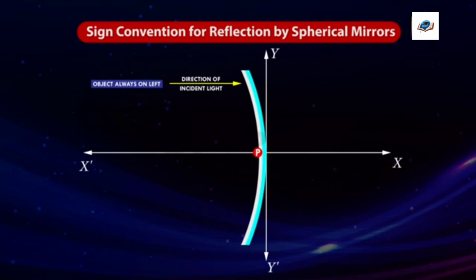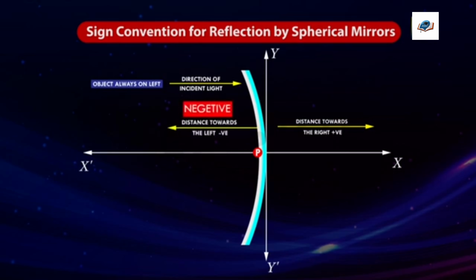Measurement from the pole. Distances parallel to the principal axis are measured from the mirror's pole. The pole is the point where the mirror surface intersects the principal axis. Direction of measurement. All distances measured to the right of the origin along the positive x-axis are considered positive, while those measured to the left of the origin along the negative x-axis are considered negative. This helps in determining the position of the object and image relative to the mirror.